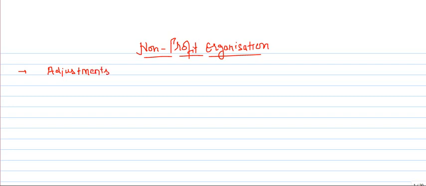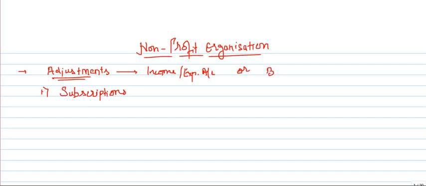This is what we started with, the various adjustments. Now, under the adjustments, we discussed first subscriptions, right? Now, I told you that these adjustments are mostly done at the stage of income and expenditure account or balance sheet, right? Why not at the time of receipt and payment?